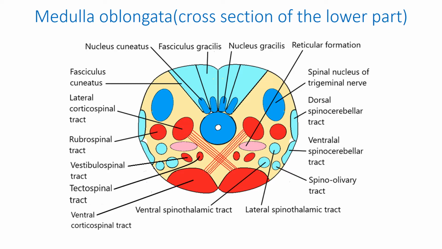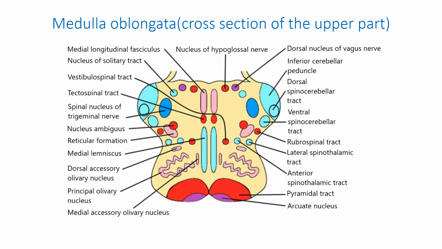After crossing the midline, these fibers run lateral to the central gray matter and form the lateral corticospinal tract. The fibers which do not cross descend into the spinal cord and form the ventral corticospinal tract. In the transverse section of the upper part of the medulla oblongata, the ascending and descending tracts, spinal nuclei of trigeminal nerve, and reticular formation are present.